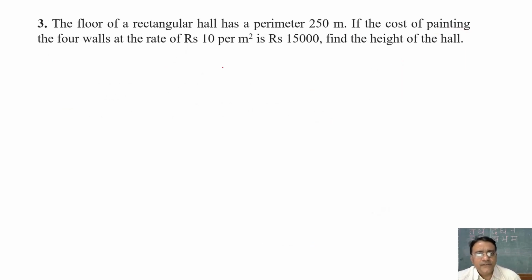The floor of a rectangular hall has a perimeter 250 meter. Rectangular hall means this is the floor, perimeter of base. Please keep in your mind. If the cost of painting the 4 walls at the rate of rupees 10 per meter square is 15,000, find the height of the hall.